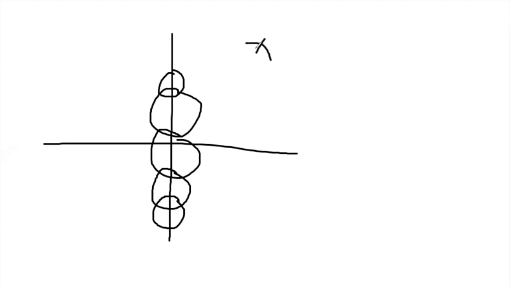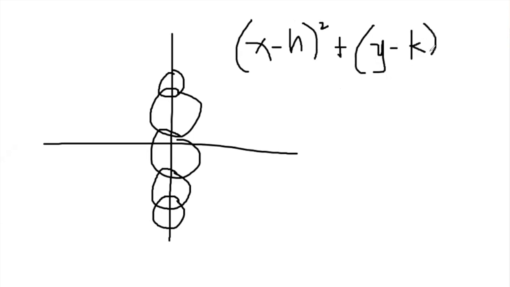Sige, isulat ko muna yung pinaka-equation kapag h, k yung center. X minus h squared plus y minus k squared equal to r squared. So, ano yung sure na parameter na dito, guys? Yung radius, di ba? So, may radius ka na.